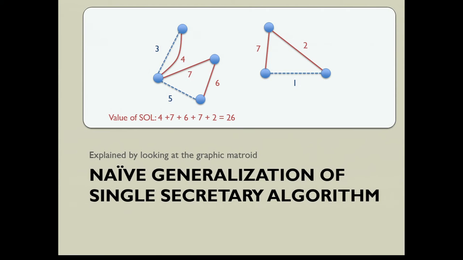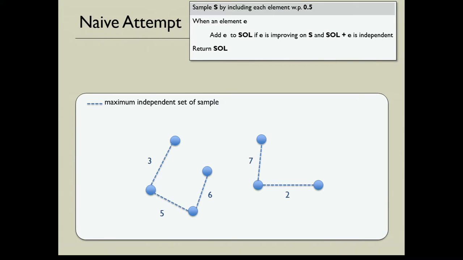Okay. So a good starting point is the algorithm that we did for the single secretary problem. Let's try to run that on a matroid and see what goes wrong. So the naive generalization, and we will do that by looking at the graphic matroid. Remember, we want to find the maximum weight acyclic graph. So, naive attempt. First step, you sample by including each element with probability 1/2, instead of 1/e. Then this dashed line is just the maximum independent set of the sample. And remember that in the single secretary problem, we accepted the first secretary that was better than the sample.